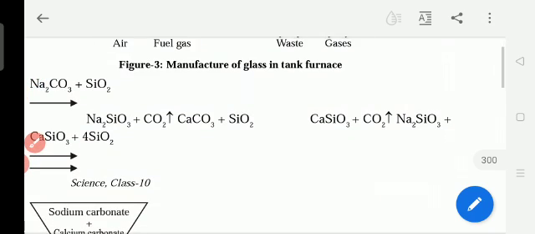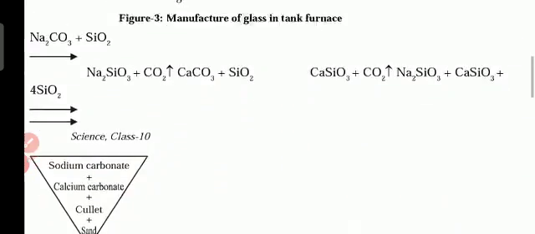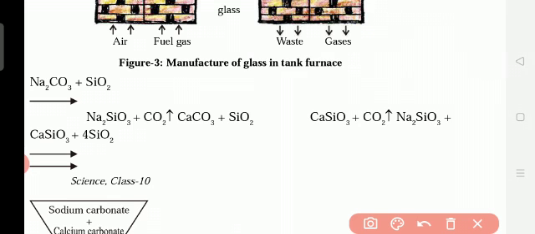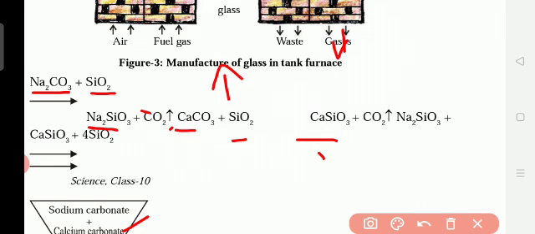So this is the equation. What we can see is what things we are using. First one, sodium carbonate and silica, and we get sodium silicate, and carbon dioxide gas is released outside. Another one, calcium carbonate plus silica, then we get calcium silicate and carbon dioxide gas is released. Another one: cullet, that means glass pieces, and then sand, and we get at the end the glass.